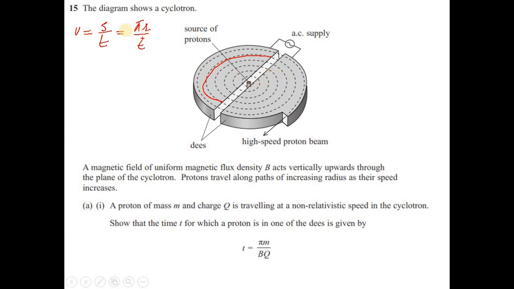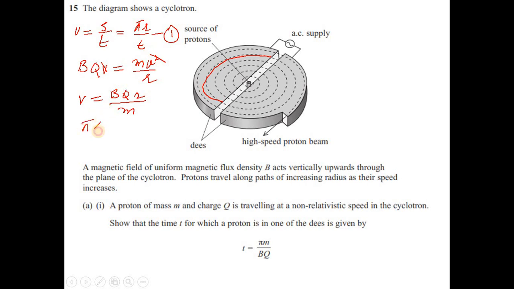Call it equation number one: v is equal to pi r by t. Then you know that the magnetic field causes the proton to rotate in a circle, so the magnetic force BQV acting on the proton is equal to the centripetal force, m v squared over r. You can cancel one v here, and substitute v to figure out the value of t. So v is equal to BQR by m.